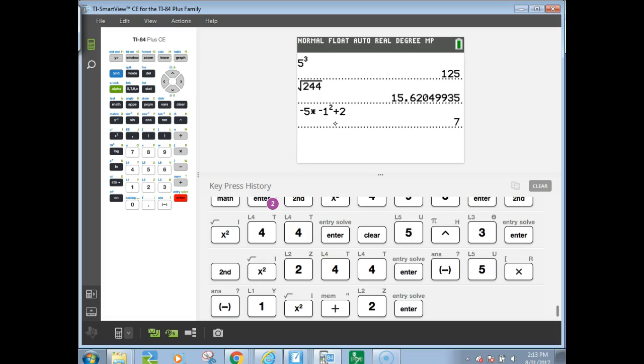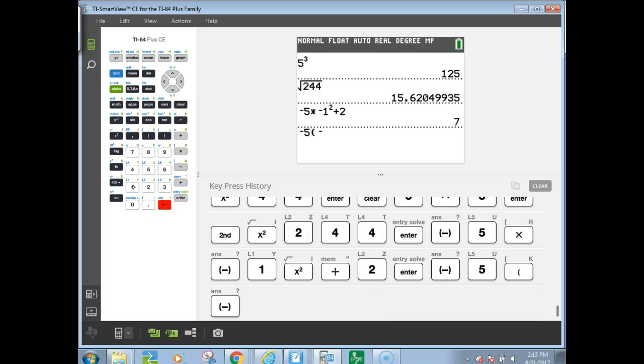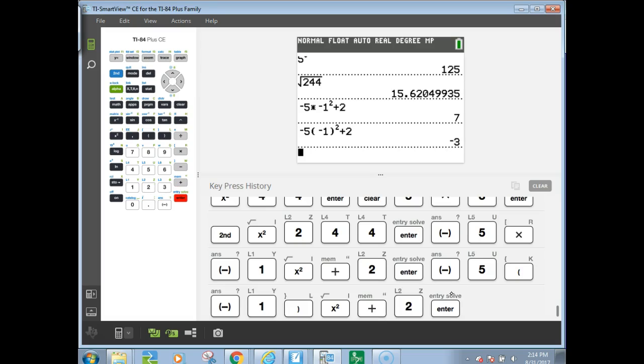If you put the parentheses in, you're going to get it right. The problem is you're not telling it to square a negative 1. So my point is, if you're going to type this in, you're going to have to put parentheses around it. Because negative 1 squared is positive 1, and negative 5 times 1 is negative 5. Negative 5 plus 2 should come out to be negative 3. And it is. There's the difference. I'm just trying to make you aware of what you've got to type.